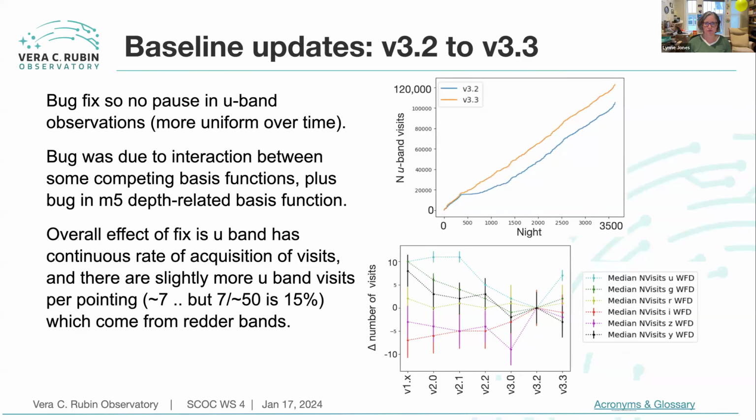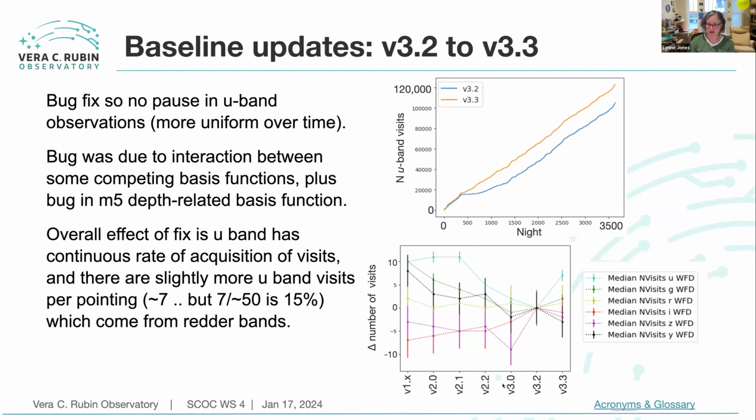Okay, so specific updates for V3.3 as we come out of V3.2. The survey strategy was mostly the same. There was a bug fix because we found that in U-band, at the end of year 1, we were essentially pausing the U-band observations. And this is just due to an interaction between some competing basis functions in the scheduler plus some various other things. So we just fixed that problem, and now U-band just continues getting observations at a consistent rate over the entire survey, which means that we got a few more observations in U-band per pointing in V3.3 than we did in V3.2. And it's only a few, it's about 7 visits per pointing. So this is about a boost of 15% if you look at it in that way.